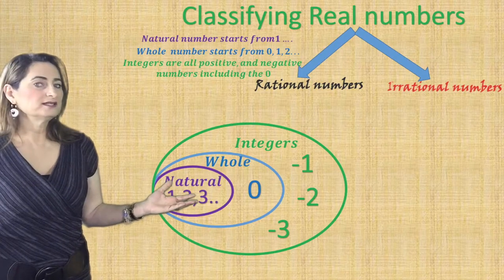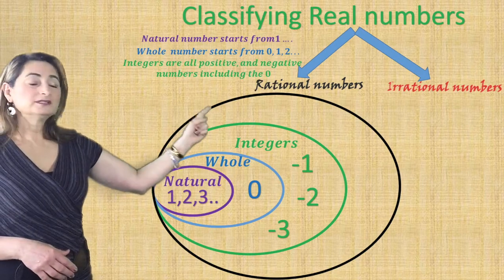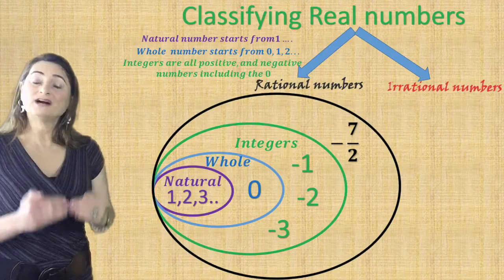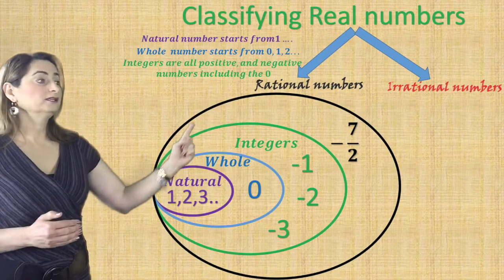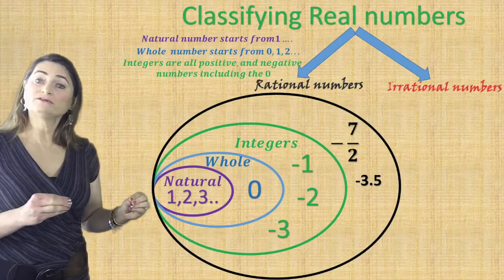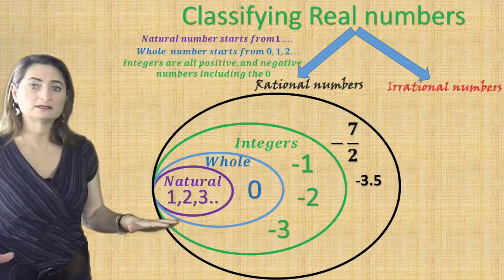Now, fractions and decimals, how do I classify those? For example, negative 7 over 2, that's a fraction. But if I divide 7 by 2, it gives you negative 3.5. Watch how the decimal form of that fraction terminated, which means 3.5 and that's it. There is no other number.